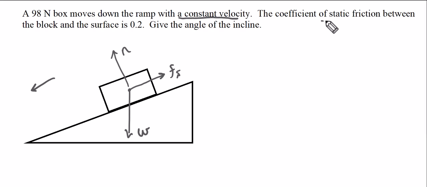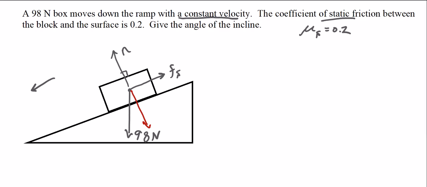We have a static friction that is opposing the direction of motion. This is going down the ramp, therefore the friction is going up the ramp, it's opposing it. We have the normal force that is always perpendicular to the surface of the object, and then we have the weight that's going straight down. The weight is 98 newtons. The frictional force is not 0.2. What has been given is the coefficient of static friction. So don't put that on your diagram yet.